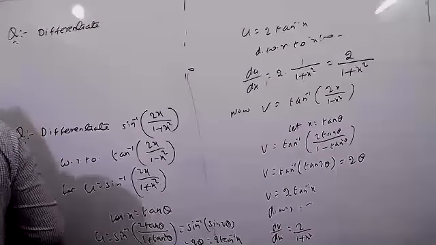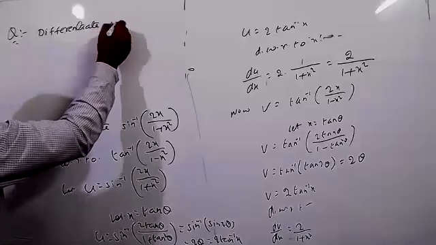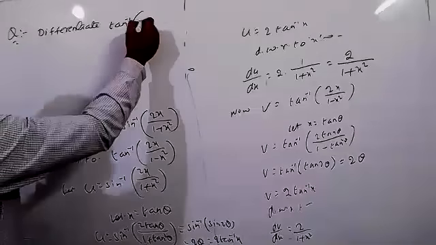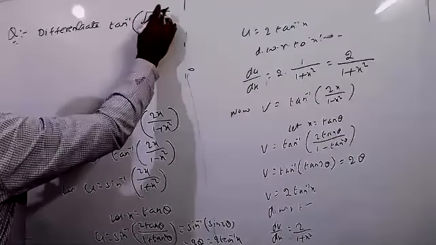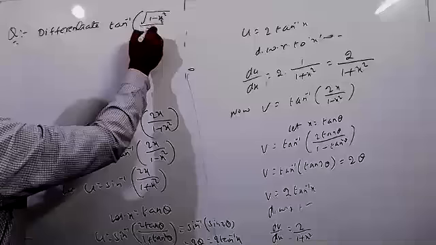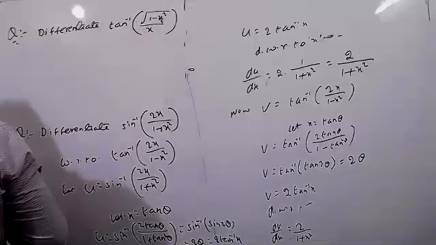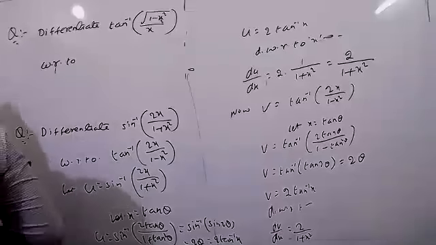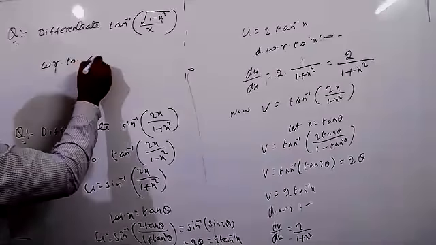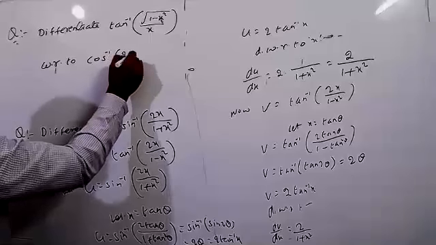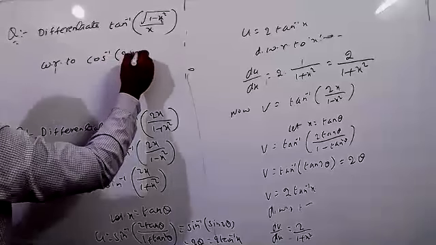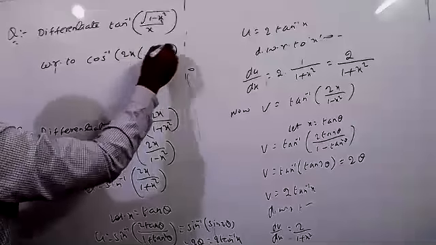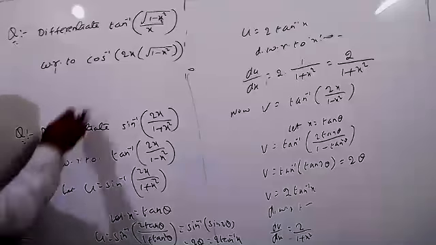Differentiate tan inverse of root of 1 minus x square whole by x with respect to cos inverse of 2x into root of 1 minus x square. Already all these questions we solved previously. We did that.